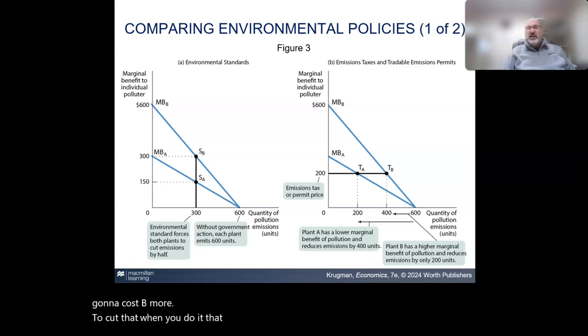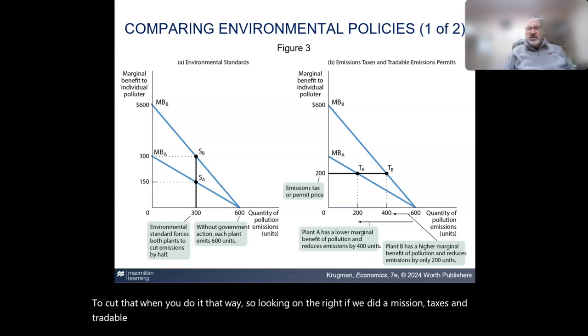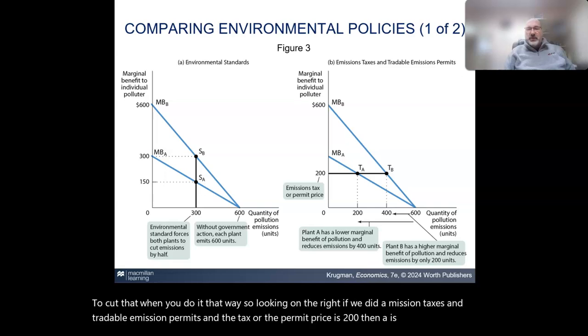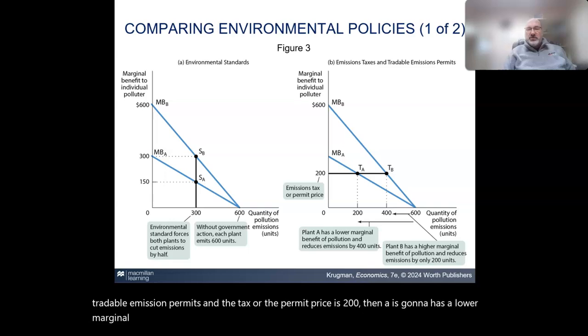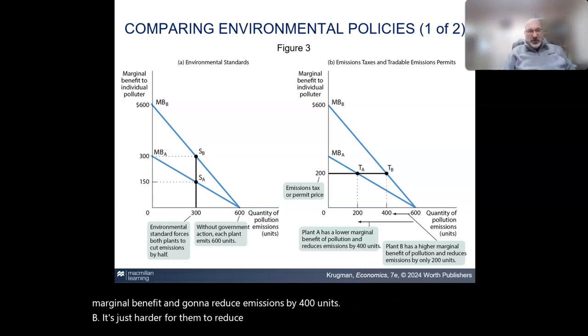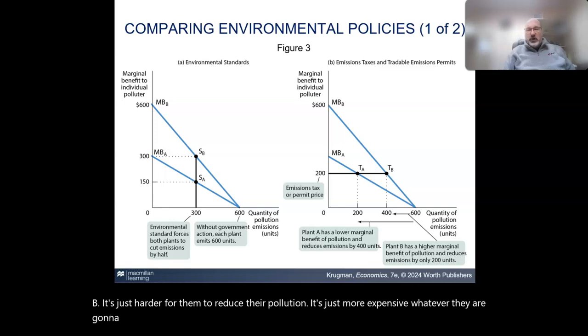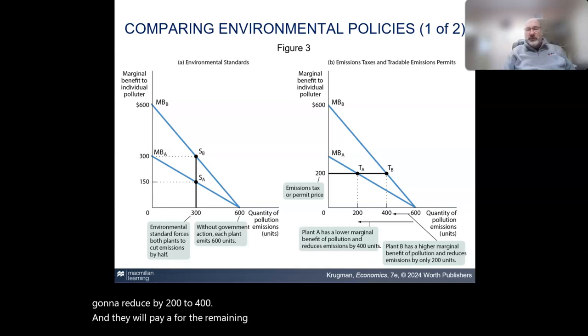So looking on the right, if we did emission taxes and tradable emission permits, and the tax or the permit price is 200, then A has a lower marginal benefit and is going to reduce emissions by 400 units. B, it's just harder for them to reduce their pollution. It's just more expensive. They are going to reduce by 200 to 400, and they will pay A for the remaining 100 permits, or whatever that it's going to be.